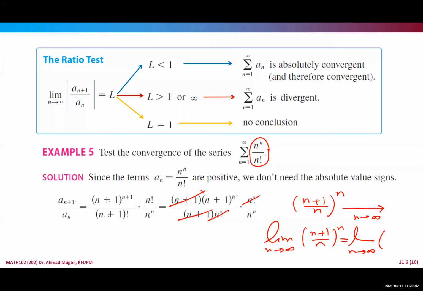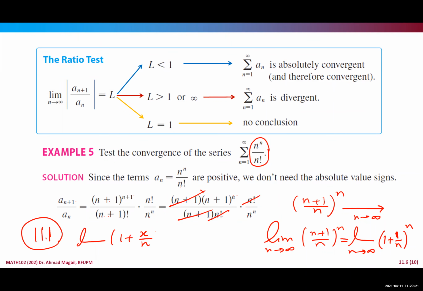So this is n over n is 1 plus 1 over n all to the power n. I think now you remember that it is e. In Math 101 and also in 11.1, I mentioned that when n goes to infinity, this is just equal to e to the power x. So this one is e to the power 1, which equals e. Is it less than 1 or greater than 1? Of course, greater than 1.